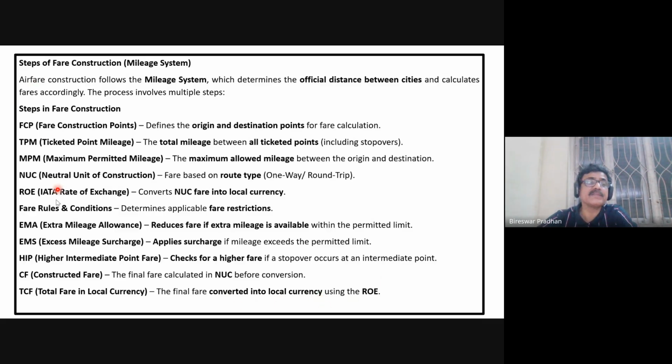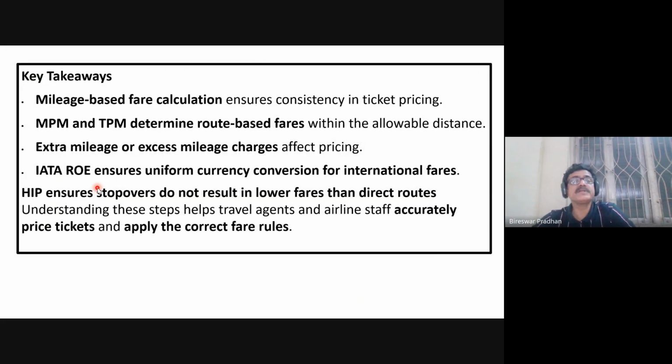So these are the steps we can follow for the calculation. It depends upon the mileage system. Now, what are the key takeaways? Mileage-based fare calculation ensures consistency in ticket pricing. MPM and TPM determine the route-based fare within the allowable distance.